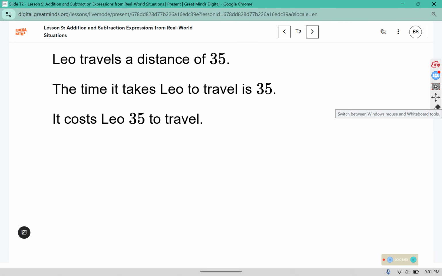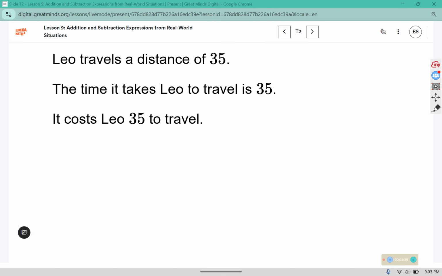Leo travels a distance of 35. The time it takes Leo to travel is 35, and it costs Leo 35 to travel. Well, does Leo travel a far distance? Does it take him a long time? Is the cost to travel expensive? There's a piece missing from these sentences. The units. There's a big difference between traveling 35 inches and 35 kilometers.